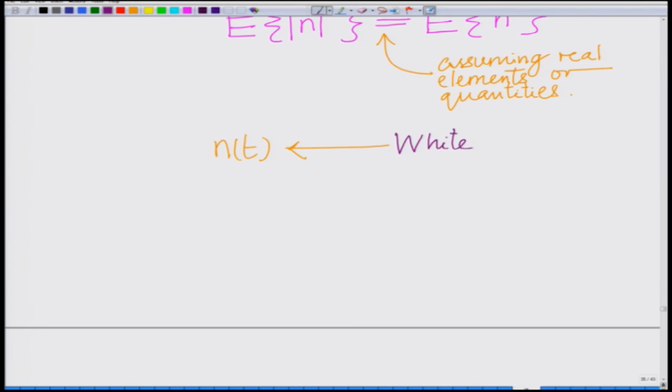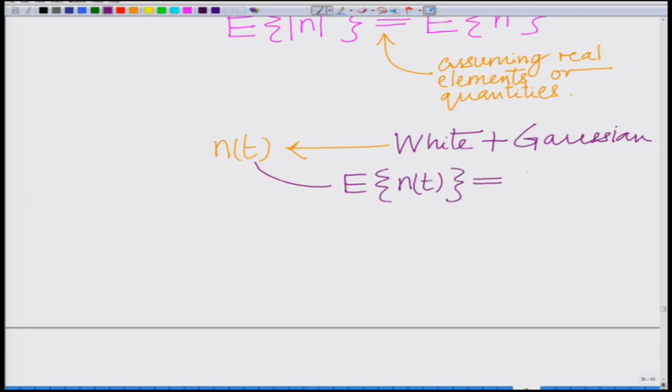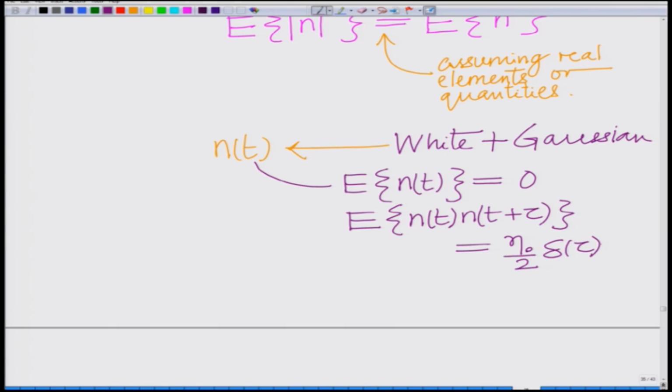We already see noise is additive. So, this is additive white Gaussian. So, noise is white plus Gaussian, which implies that we are going to assume that the expected value of N(t), the mean, is 0, and since the noise is white, the expected value of N(t) into N(t plus tau) is eta naught by 2 delta(tau).